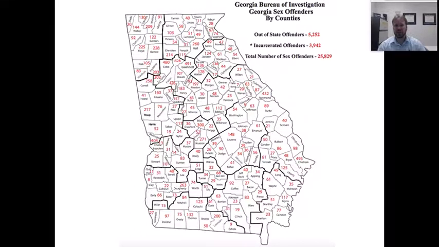And so when you look at out-of-state offenders, total sex offenders, there's a total of 25,000 living in the state of Georgia. 3,900 of them are incarcerated, so we don't really have to worry about them too much, at least as us being people that are not incarcerated.